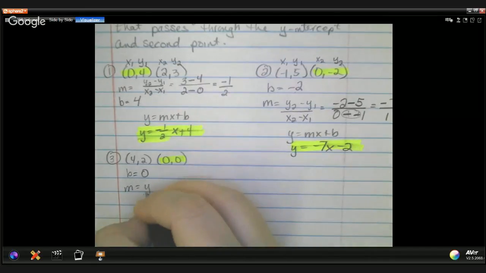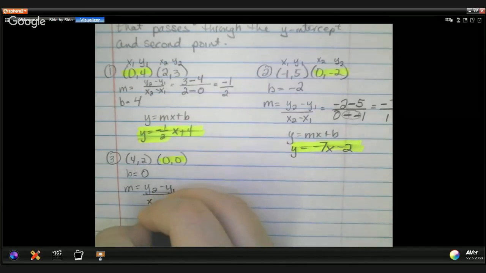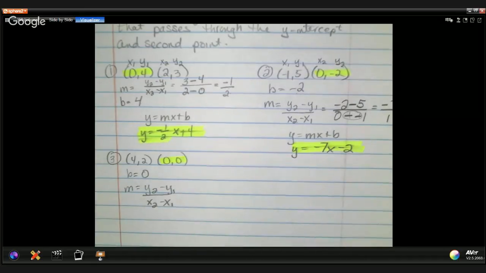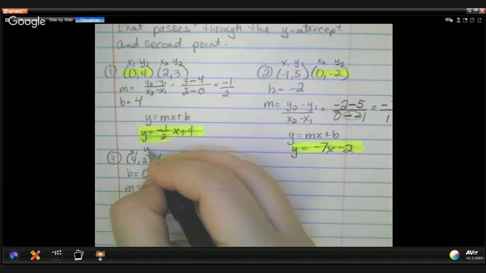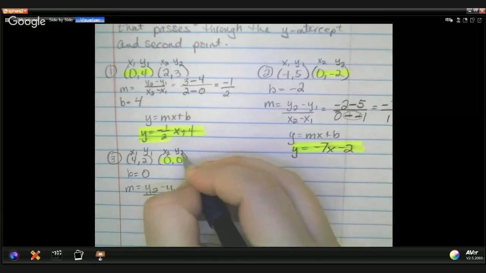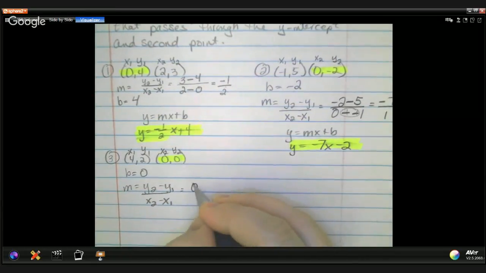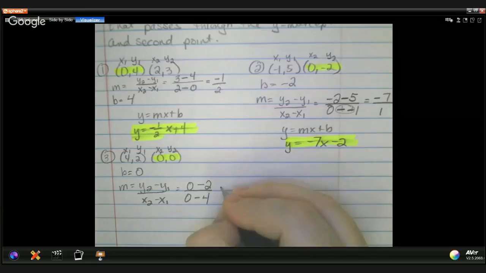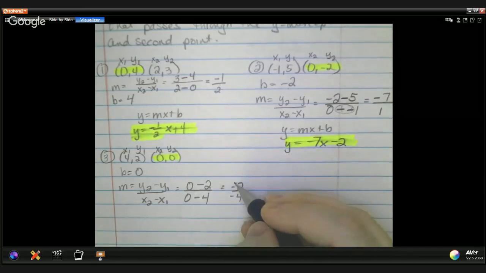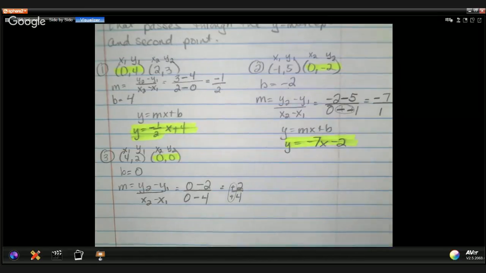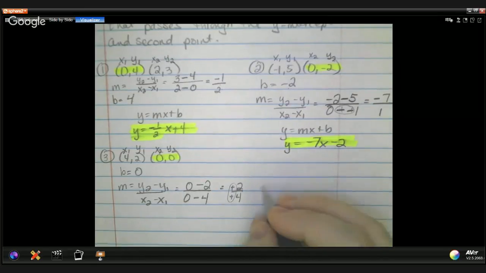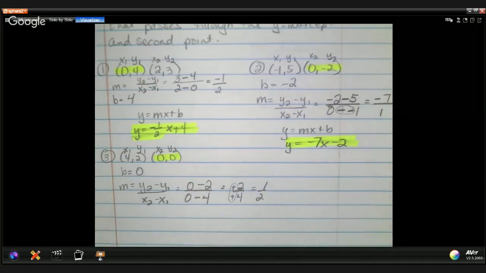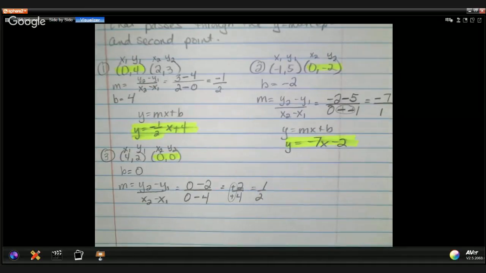And again, I need to do my slope formula, y2 minus y1 over x2 minus x1. Here's my x1, y1, x2, y2. So it's going to be 0 minus 2 over 0 minus 4. Well, that's negative 2 over negative 4. My 2 negatives will become plus. And now I need to reduce it. And 2/4 reduces to 1/2. So I just found my slope to be a positive 1/2.